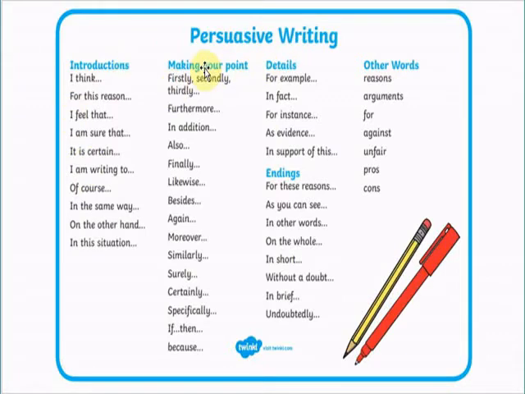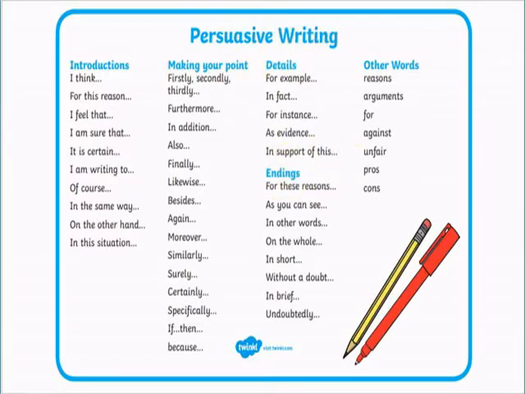Making your point has "firstly, secondly, thirdly, furthermore, in addition, also, moreover, similarly, certainly", and words like "surely, certainly", to show that something is obvious. It's totally true. Using these words to just introduce the sentence helps you get onto the right track. You might like to include some evidence or some details.